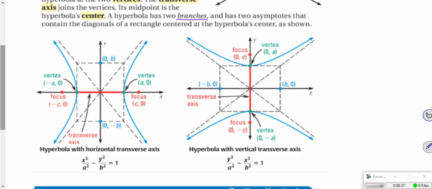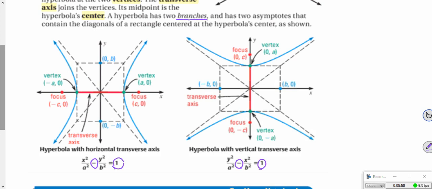Big thing I want to point out, the difference. When we had an ellipse, our basic formula was x squared over a squared plus y squared over b squared equals 1. Big difference with a hyperbola: notice the middle is a minus now. Okay, we still have the 1 as the constant on the right side of the equation, but now we have a minus instead of a plus. That's the big difference between hyperbola and ellipse. Ellipse has plus, hyperbola has minus.